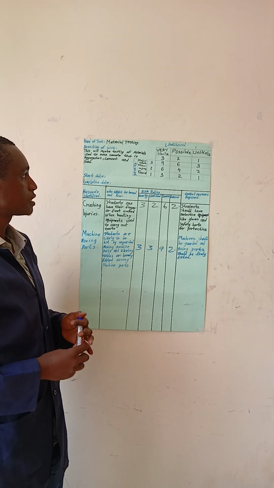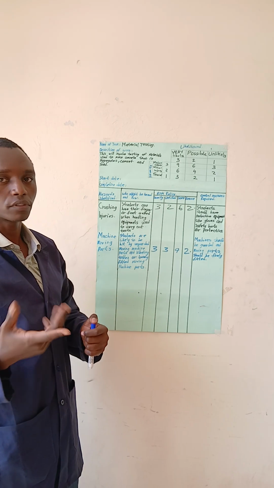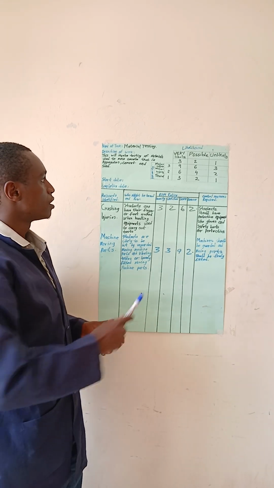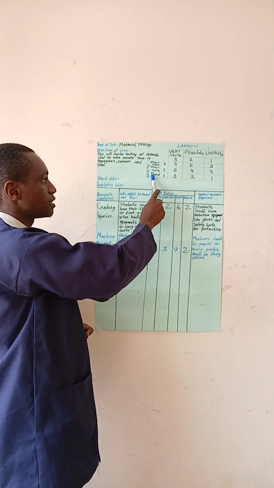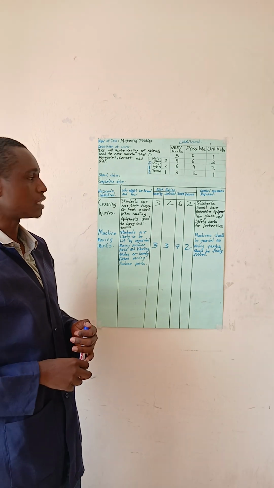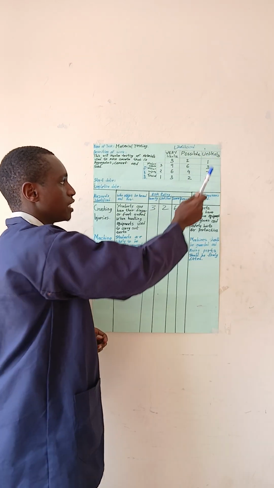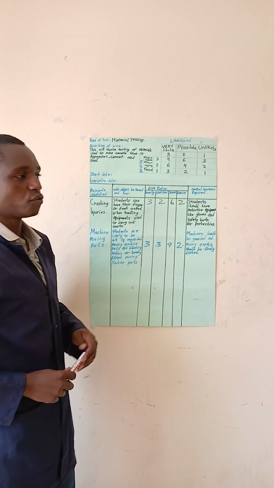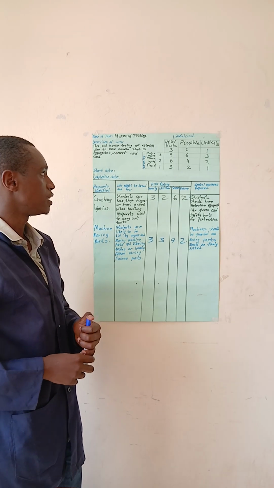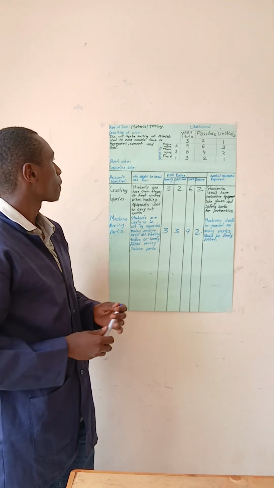For a very low risk, it comes at trivial on the severity side, and unlikely on the likelihood side. So it gets a factor of 1, showing that it is not a high risk.